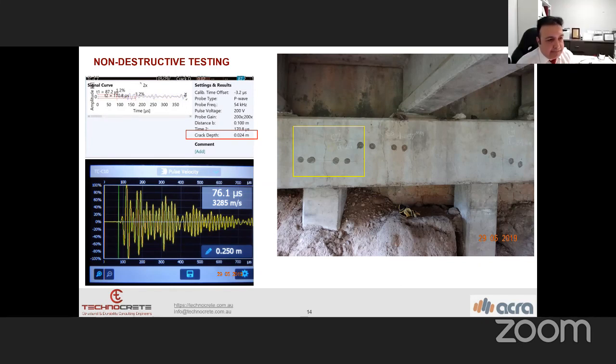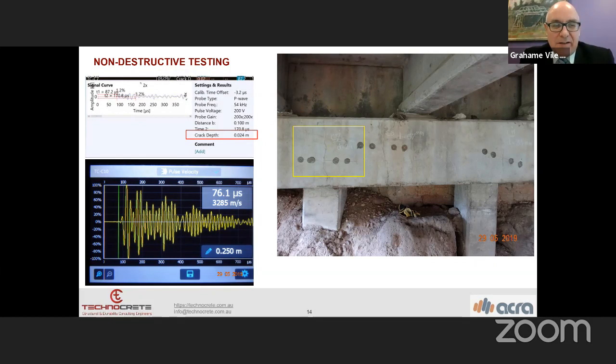Exactly, yes. All right, two questions, hopefully short ones, about NDT. What is the best and recommended NDT for crack depth estimation? Ultrasonic pulse. This current slide which I'm going to present is regarding the crack depth.